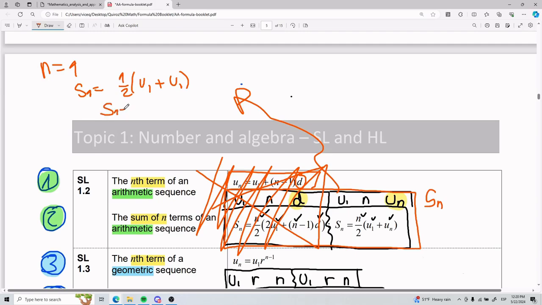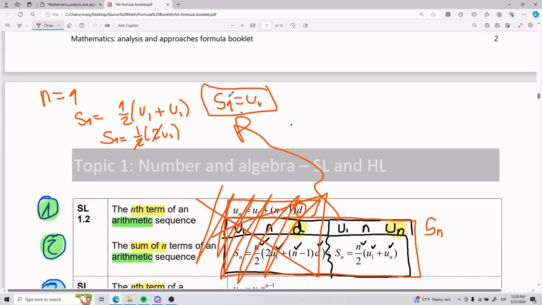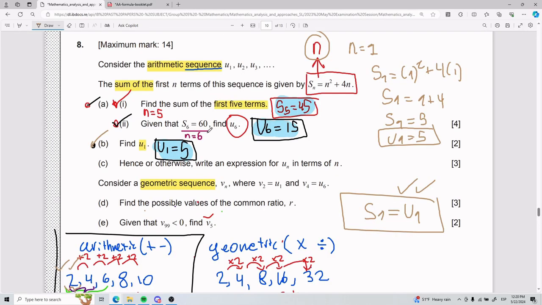Oh, and n is 1, right? And so S of 1 is going to equal 1 half, parentheses 2 U1. This goes away with this. This is literally proof that S of 1 equals U1, okay? So trust me, you usually shouldn't trust guys on the internet, but just for today, trust me, S of 1 equals U1, okay?